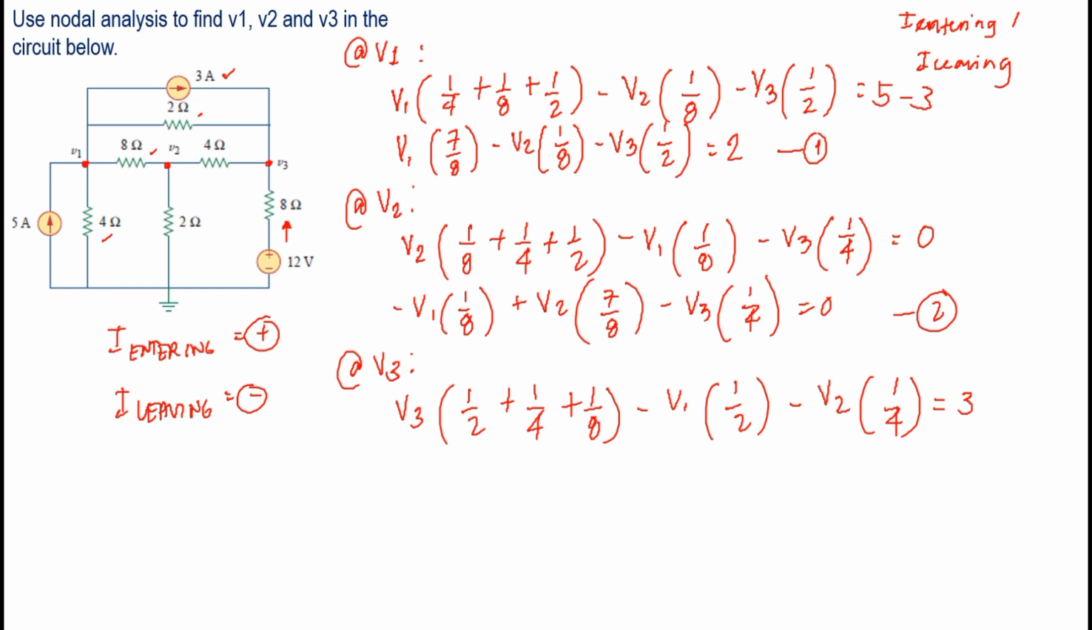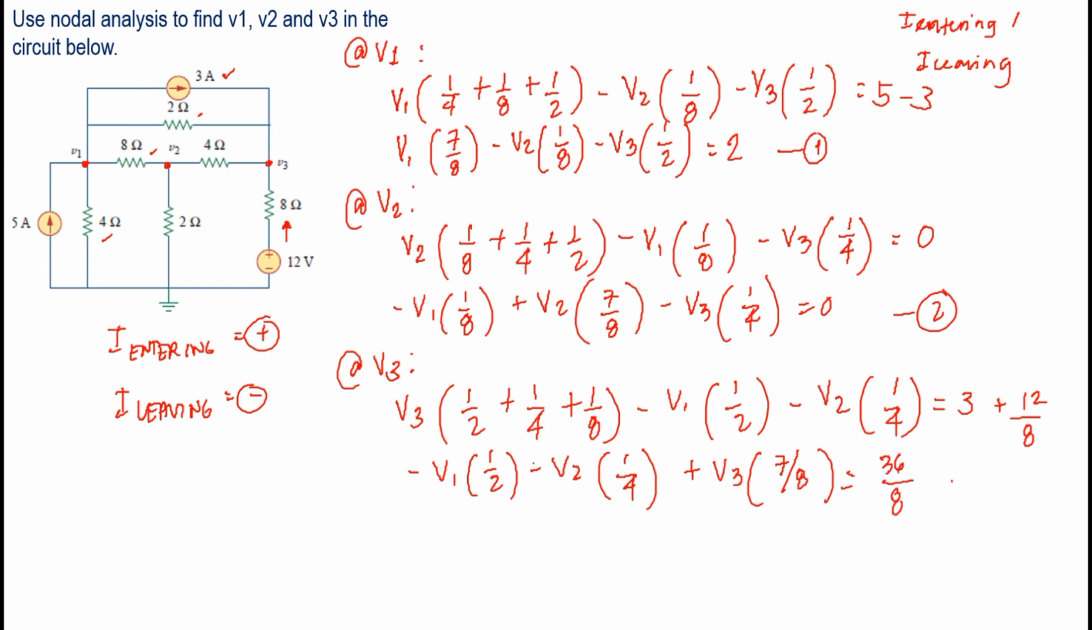So 12 volts over 8. Okay. Then let's simplify. So this will be negative V1 times 1/2 minus V2 times 1/4, then plus V3 times 7 over 8. And this will be equal to 36 over 8. So we have a third equation.